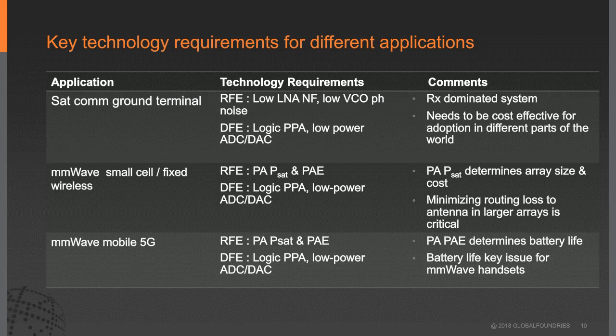For millimeter wave small cell fixed wireless, the challenge is on the transmit side, with the power amplifier output power and the power added efficiency determining the array size and cost. Minimizing routing loss to the antenna in larger arrays is critical. For millimeter wave mobile 5G, again, power amplifier PAE determines the battery life. Battery life is the key figure of merit for millimeter wave 5G handsets.